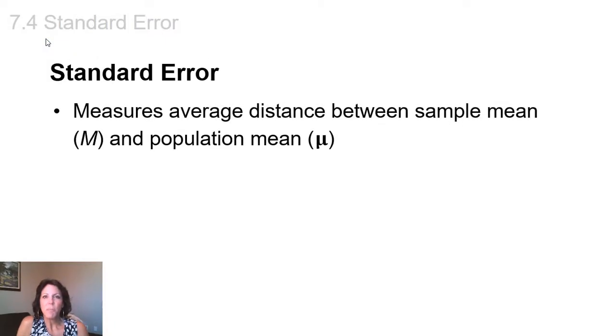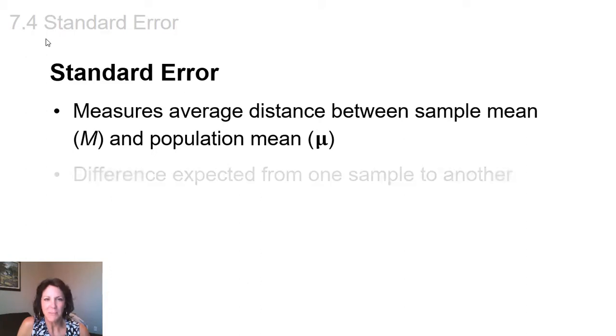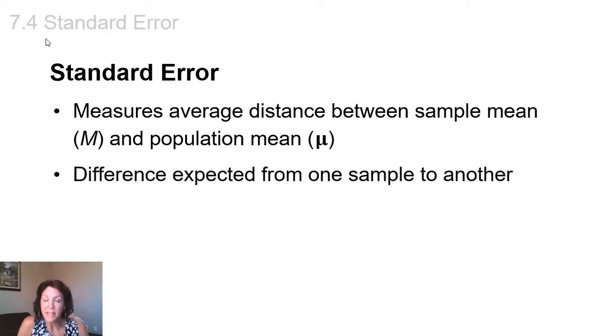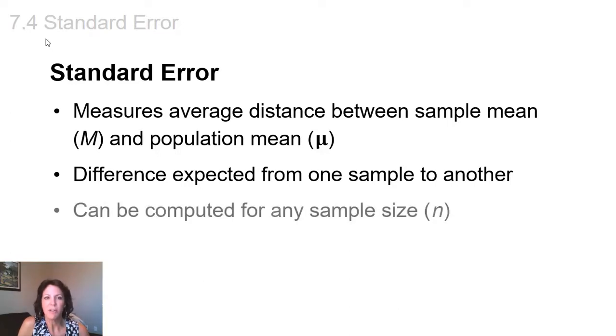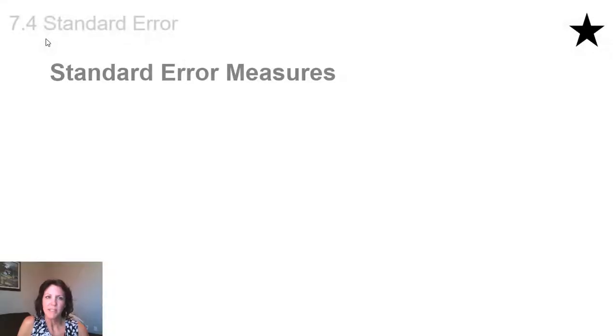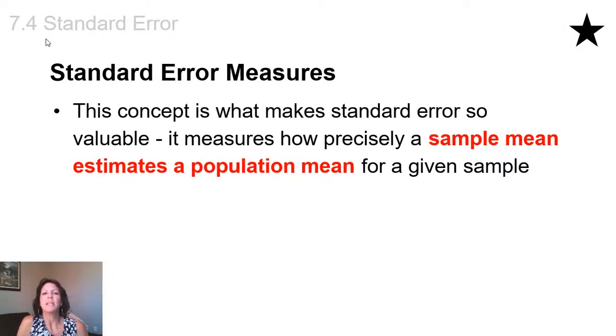So standard error measures the average distance between a sample mean and the population mean. Basically it amounts to the difference we would expect from one sample to another, and it can be computed for any sample size that we're talking about. So standard error is so valuable. It measures precisely how a sample mean estimates the population mean for any given sample.